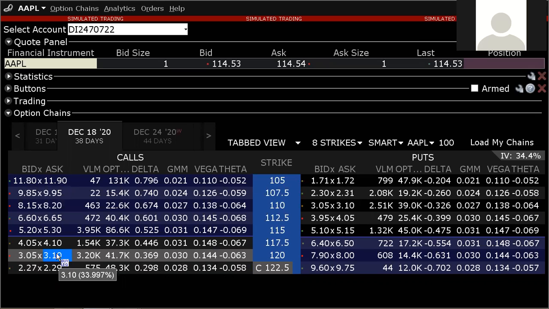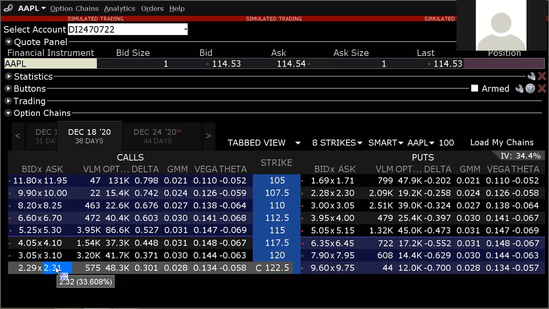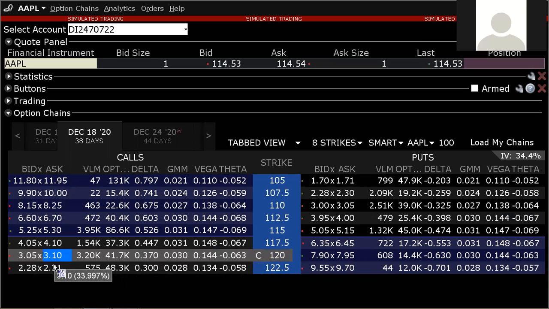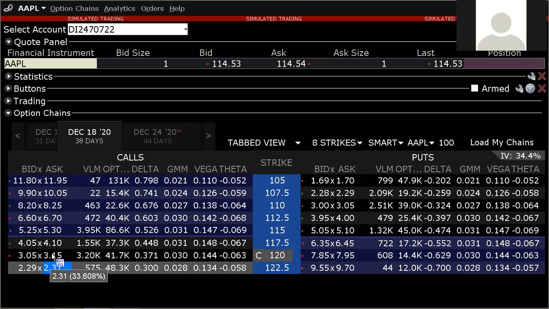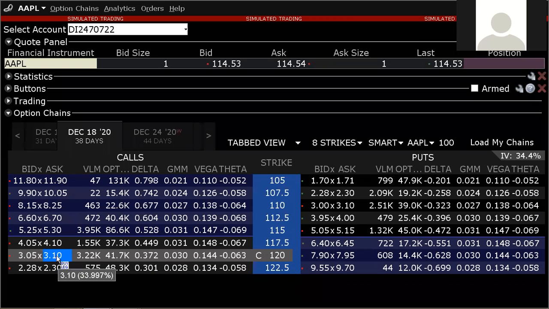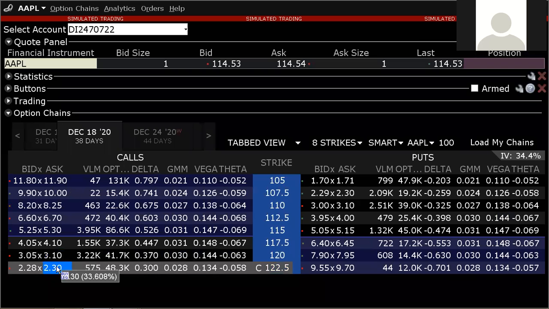33.6 is cheaper than 33.997. So this option is actually cheaper than this, which is on the face of it also, on the absolute price also, but you never really look at the absolute price to take that decision. That's the first lesson. Okay.